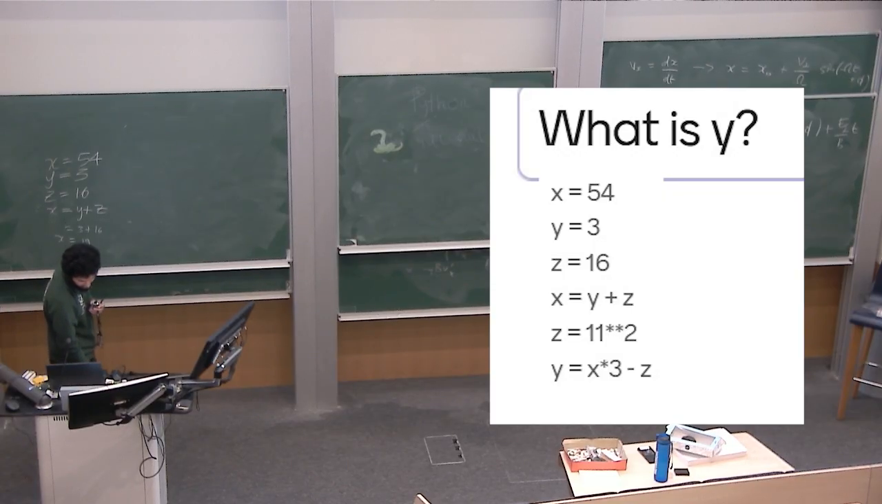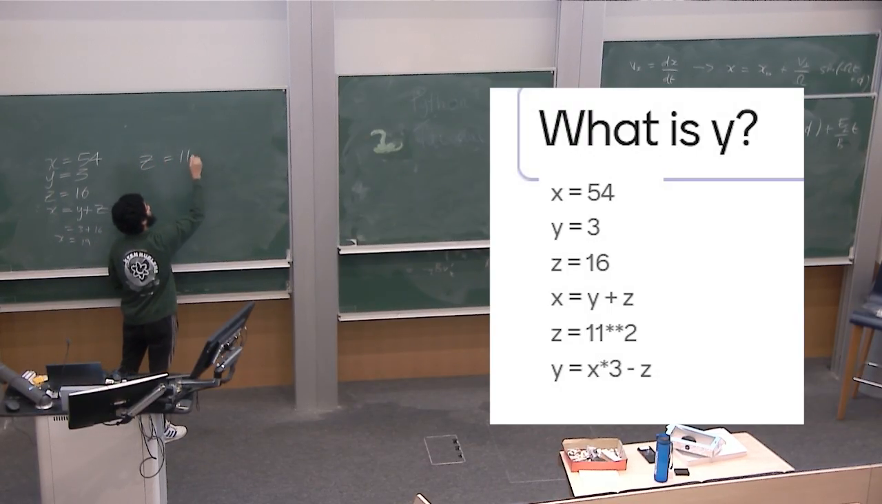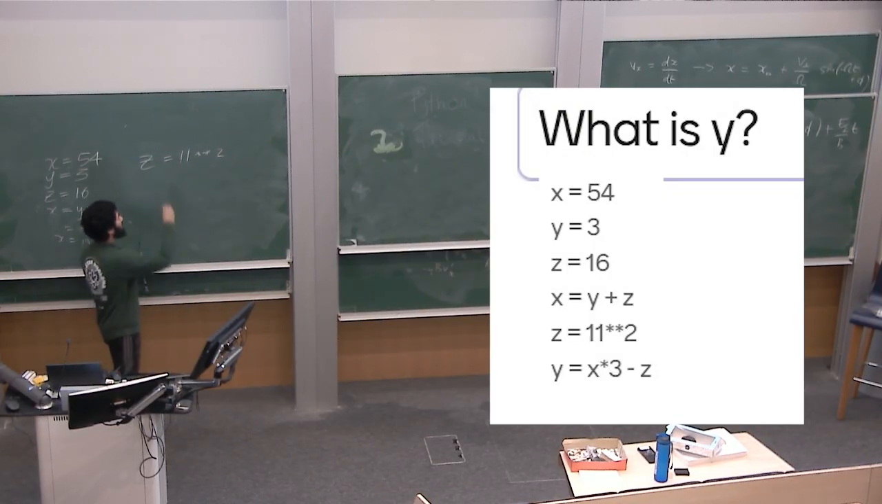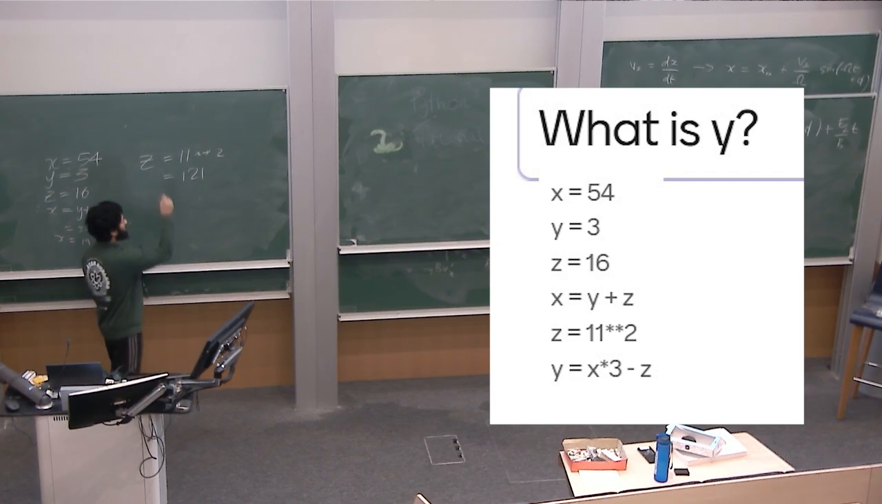Then we have z equals 11 double asterisk 2. What does the double asterisk mean again? Yeah, so this means 11 to the power of 2, which is 121. Okay, so now z is equal to 121.